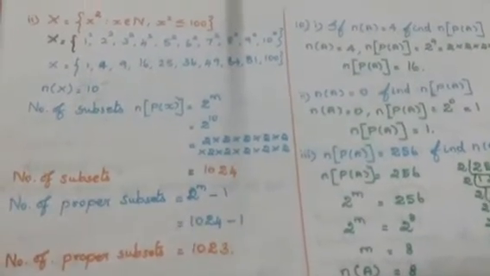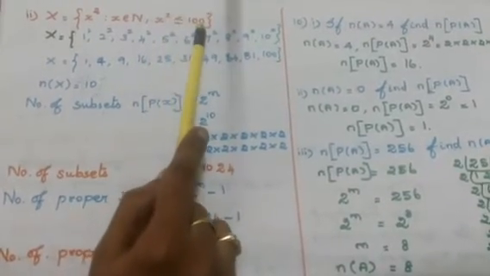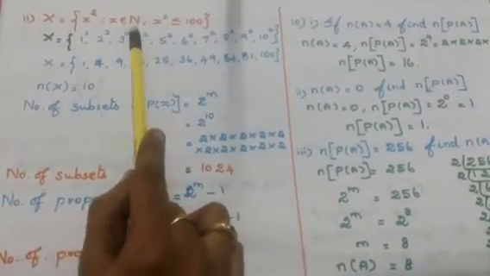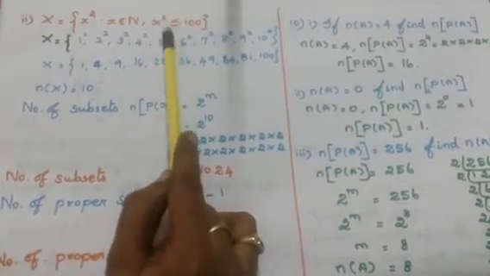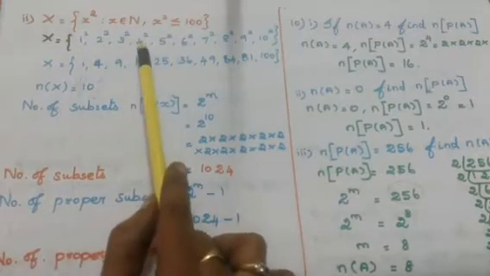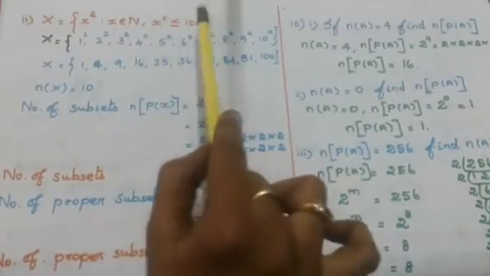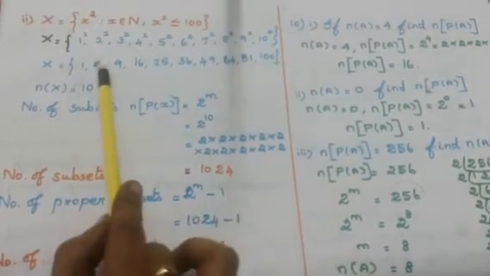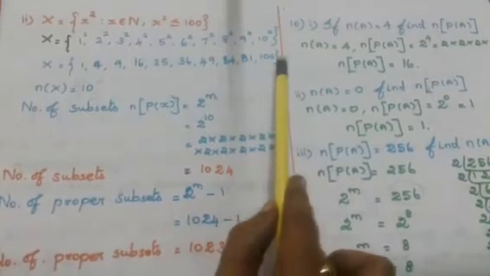Now next sum. X is equal to x square, x belongs to n, x square is less than or equal to 100. So first we find the values of x. What is given? X belongs to n, so it starts with 1. Then the limit is x square value less than or equal to 100. So first we find the x square values: 1 square, 2 square, 3 square, 4 square up to 10 square. Why do we find up to 10 square here? X square is less than or equal to 100 is given. Therefore, we can find only up to 100. So 1, 4, 9, 16, 25, 36, 49, 64, 81, then 100.